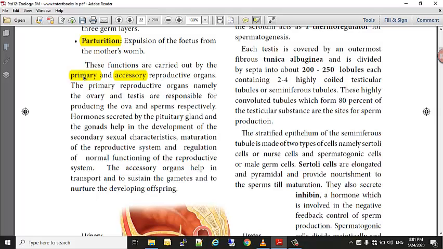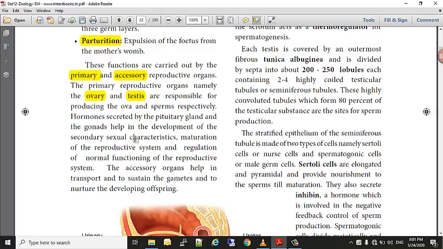So the function is not only carried out by the primary organs; we have to include the other accessory organs in the reproductive system. The primary reproductive organs, namely the ovary and testes, are responsible for producing the ova and sperm respectively. So we know that this is the primary organ. The other organs which are essential for reproduction all come under accessory reproductive organs. I think it is very simple for you.